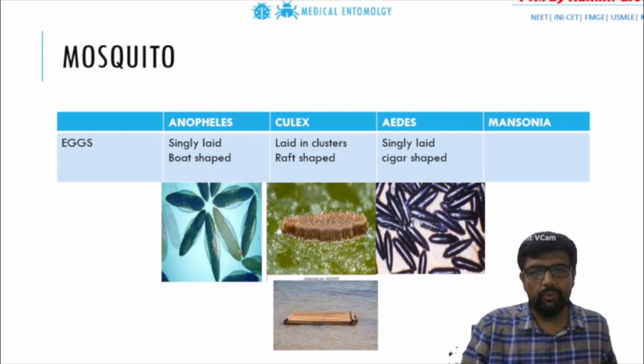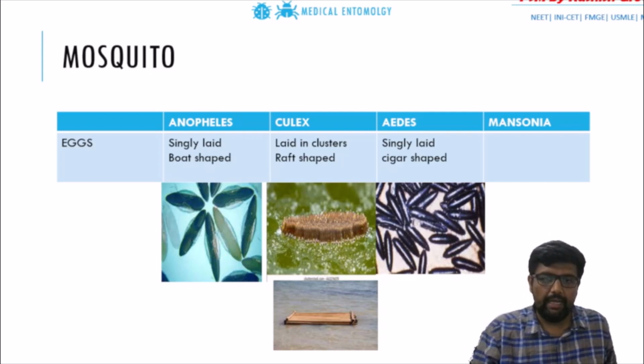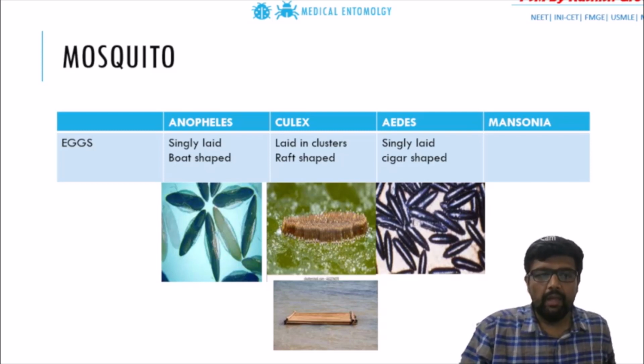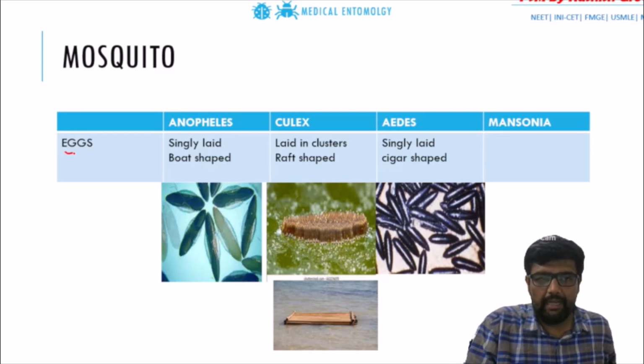As you know, there are four mosquitoes which affect human health: Anopheles, Culex, Aedes, and Mansonia. First point is regarding their eggs. A stands for Anopheles, A stands for Aedes.